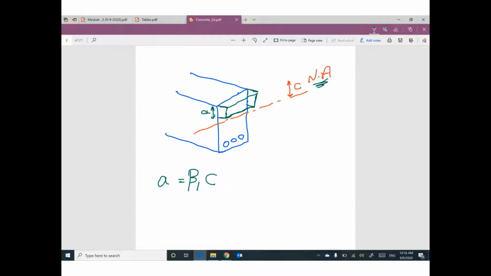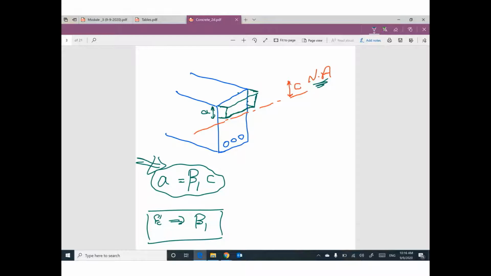And guys, you have to remember this part of the story. What is the value of beta 1? Anybody remember? We have a table. Based on the value of f'c, I can figure out the value of beta 1. Sometimes 0.85, 0.8, 0.75, 0.65, something like this. So you have to remember this from before. This value of stress equals 0.85 f'c. And the width of the cross section is b.